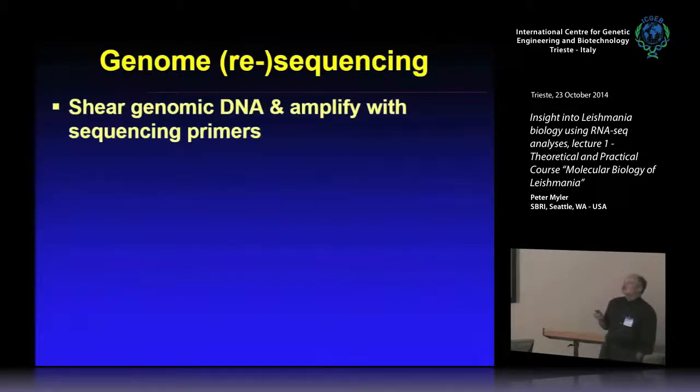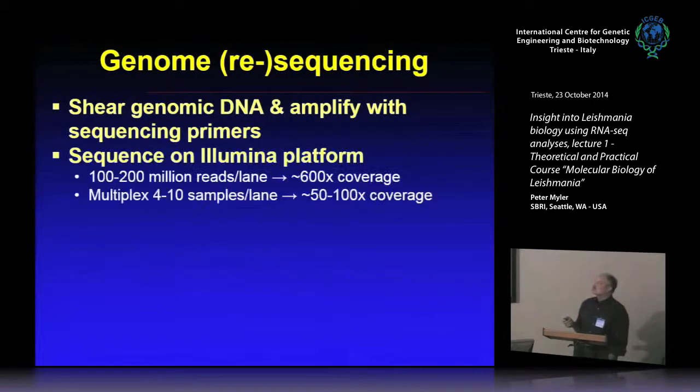Okay, so now it's relatively easy to do resequencing. You just shear the DNA, and then you put on some primers, and you amplify it up if you need to. You don't even need to do that. And then you put it in your machine, and you sequence it. And you get a couple of 100 million reads for each lane. So that would give you 600x coverage of Leishmania. If you multiplexed it, you can get 50 to 100x coverage, which is plenty to get complete coverage of your genome, other than a few difficult-to-sequence regions.